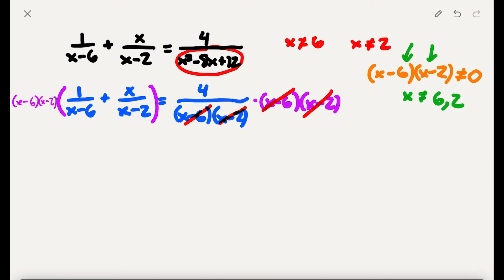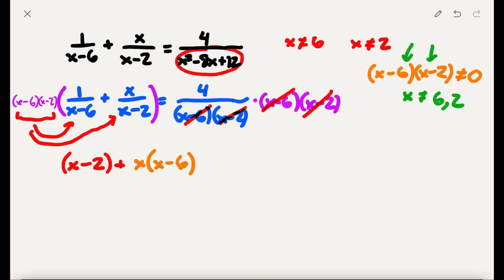And then when we distribute this to this right here, the x minus 6's are going to cancel, so you're just going to be left with x minus 2. Then when you distribute the x minus 6 to the x minus 2, the x minus 2's are going to cancel, but you're going to be left with x times x minus 6. This is going to be equal to 4.